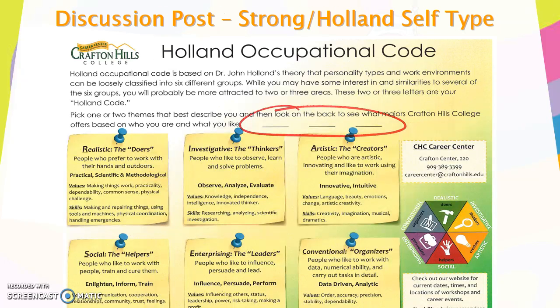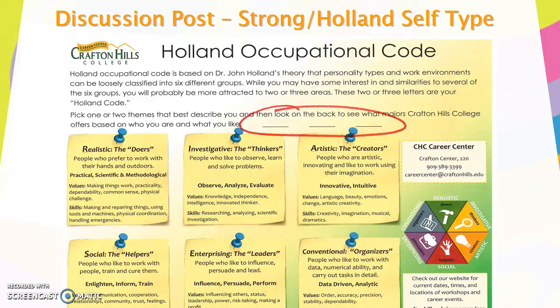The second self-type that you will do is for the Strong-Holland. You should have received a PDF that looks similar to what's on the screen. For this example, what you'll need to do is read all 6 categories which are listed. They are realistic, investigative, artistic, social, enterprising, and conventional.